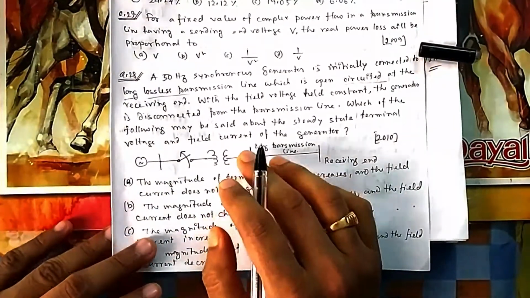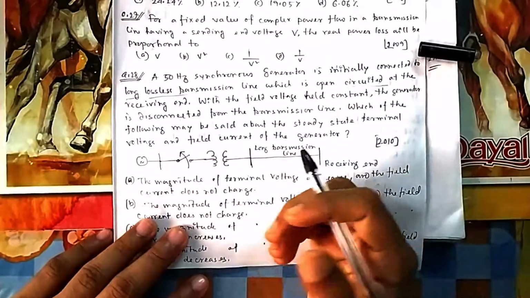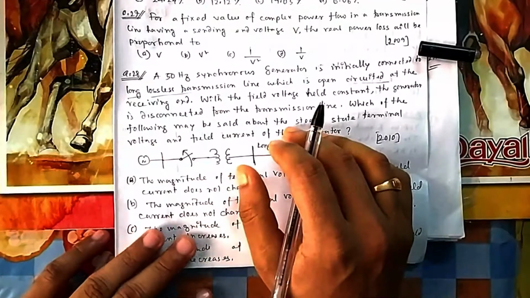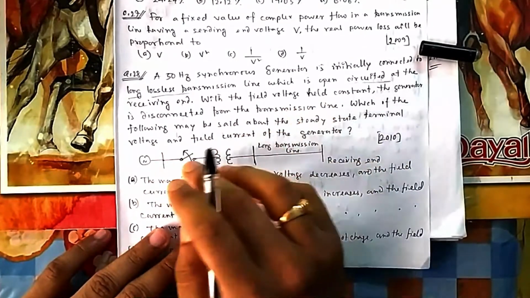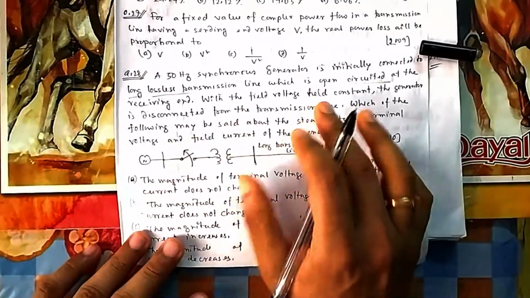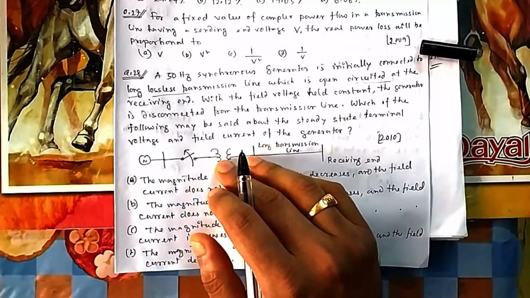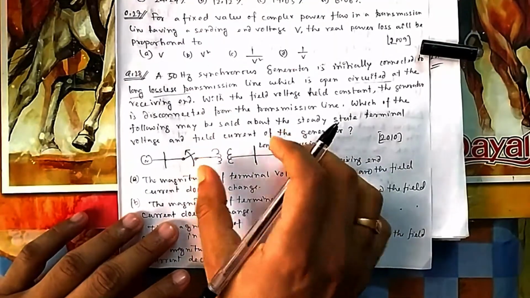But in the case of a synchronous generator, you have seen that if you remove a capacitive load, something different happens, because for a capacitive, leading load, the synchronous generator has a negative voltage regulation. We will see that later in power systems. So this long transmission line is nothing but a capacitive load.